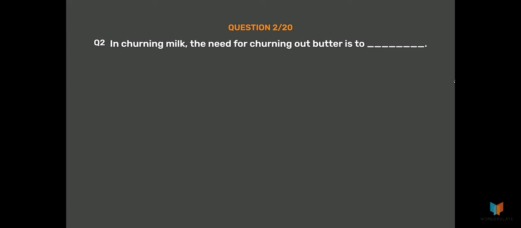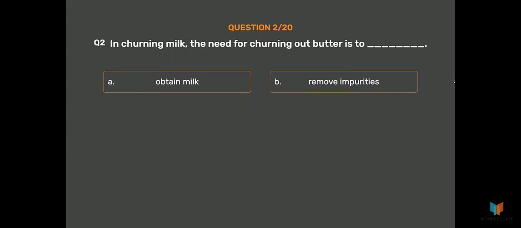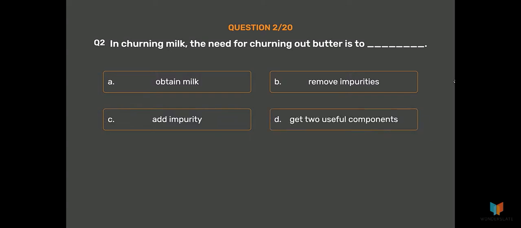Question number 2. In churning milk, the need for churning out butter is to underscore. Option A. Obtain milk. Option B. Remove impurities. Option C. Add impurity. Option D. Get two useful components.